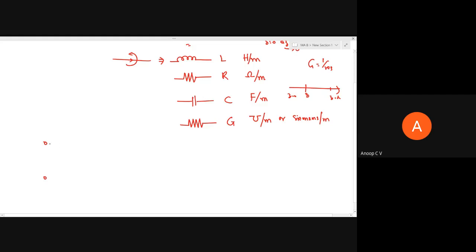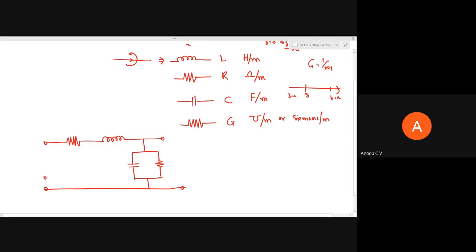So how we can model it: as I told, we have resistance because of the finite conductivity of the conductor, and also we have an inductor due to the magnetic field. And this capacitance and this conductance should come in parallel, so the capacitance and conductance can be represented like this.